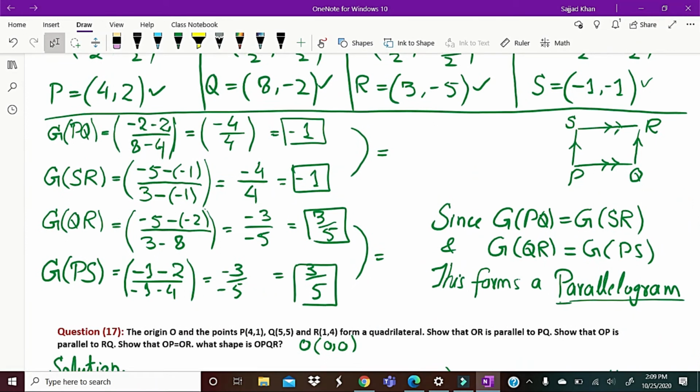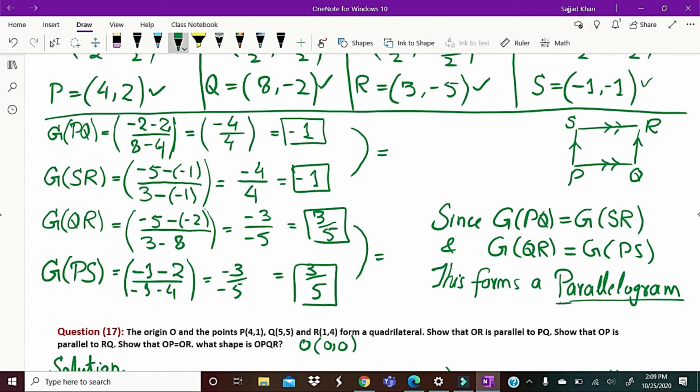So the gradient of PQ is, again, we already know P and Q. Just substitute in the formula y2 minus y1 over x2 minus x1. So we get the gradient is minus 1. The gradient of SR, again using the formula, gives us minus 1. So we can see that the gradient of PQ and SR are both the same and they are minus 1.